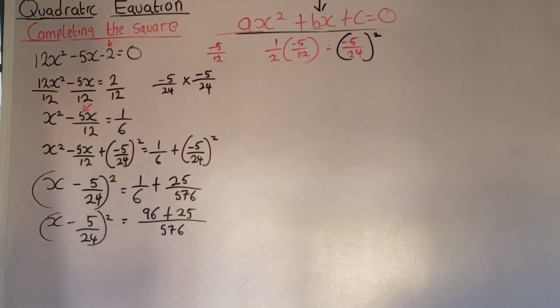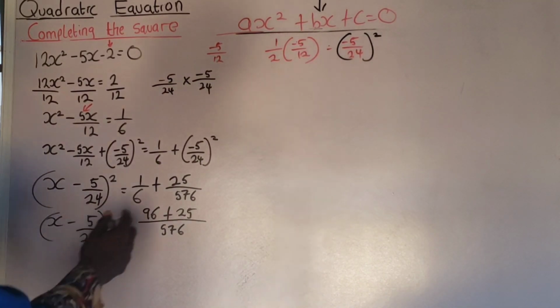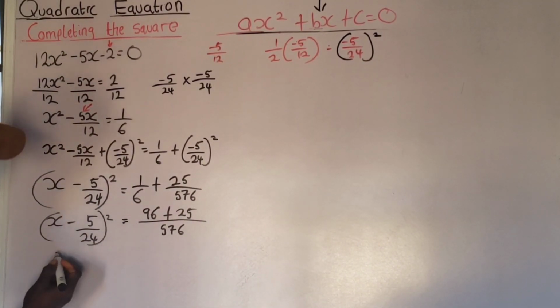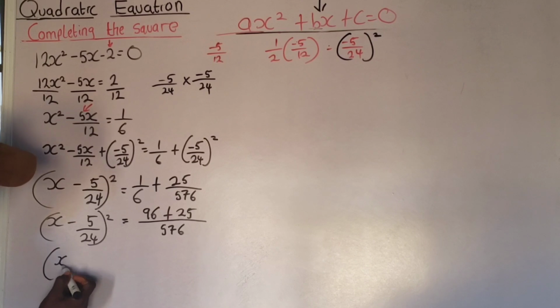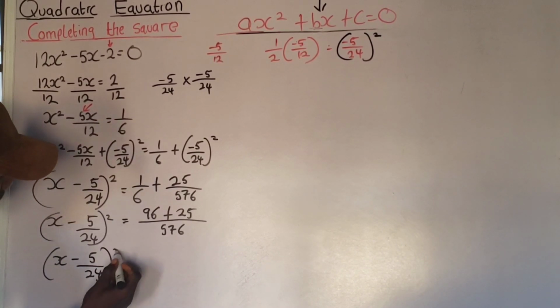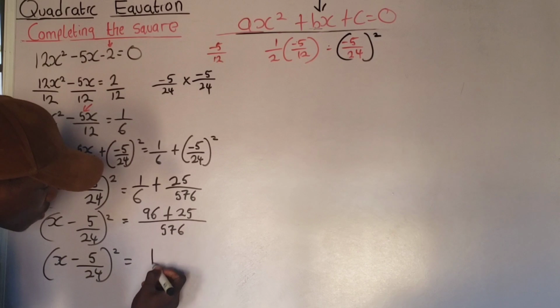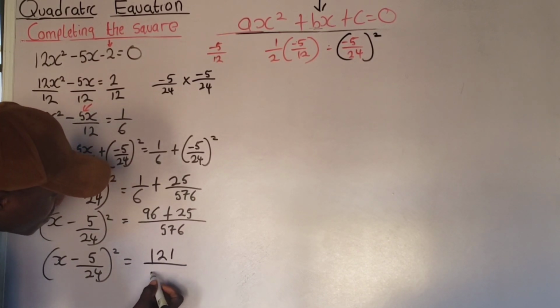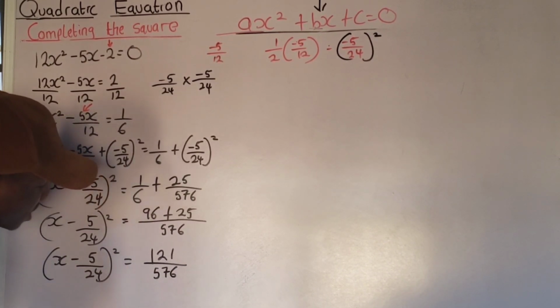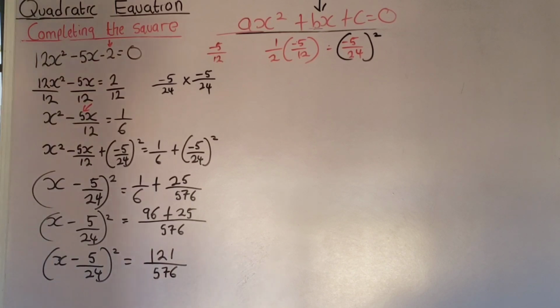Okay, now from this point, before we take the square root of both sides, let us add the numerator of this equation. So I'm going to have x minus 5 all over 24 squared equals to 96 plus 25, that is 121. So I'm going to have 121 all over 576. You understand?